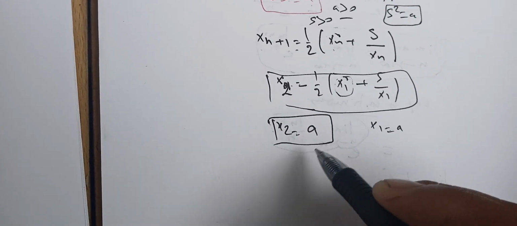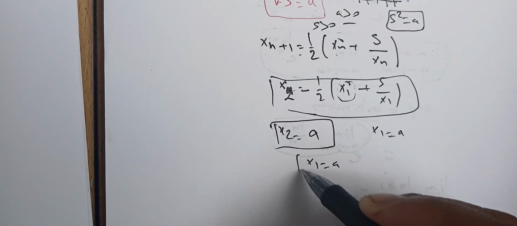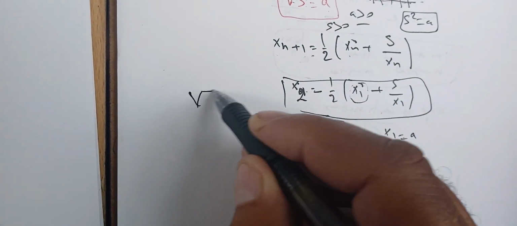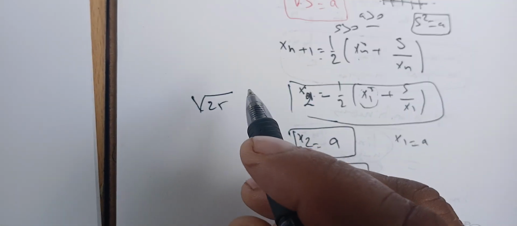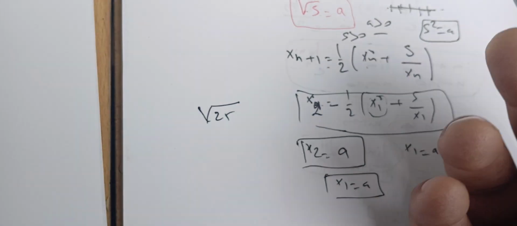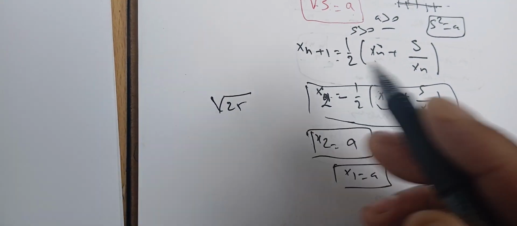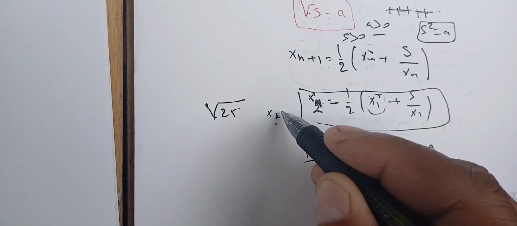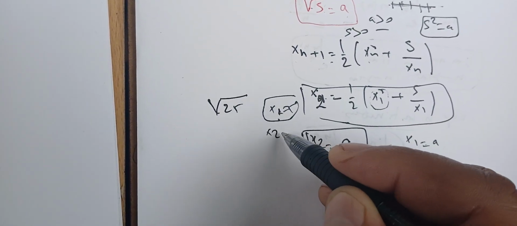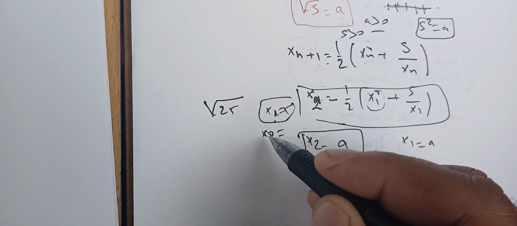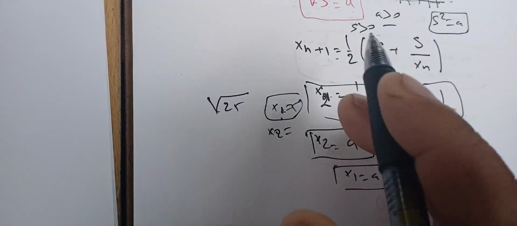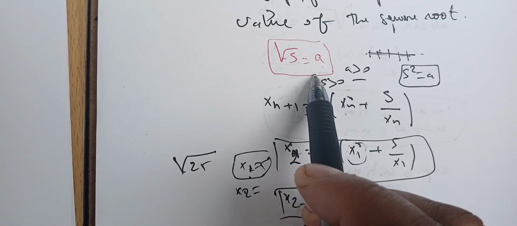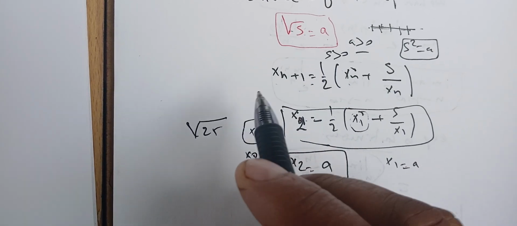If our guess x1 is a, so for instance, if we don't know the square root of 25, and we say that our guess for the starting one, x1, is 5, what's going to be x2? This is a quick example. So if our guess is the exact value of the square root, what's going to happen?